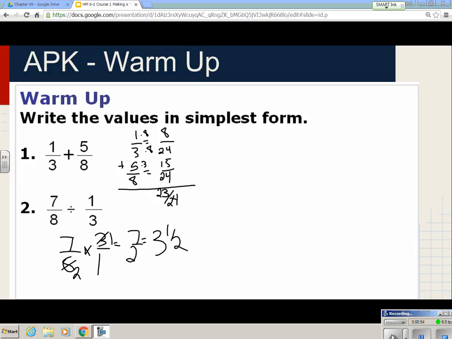For dividing, remember, you're actually multiplying by the reciprocal. So I flipped 1/3 to be 3 over 1, and then I multiplied across. Before I did, I simplified, cross-simplified. 3.5 is what you should have got in its simplest form.